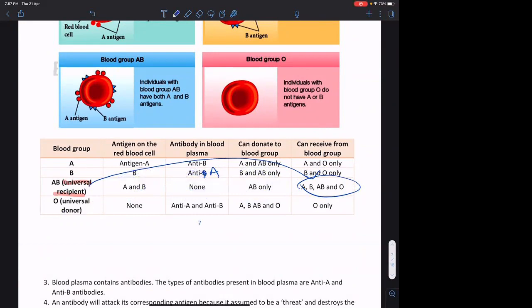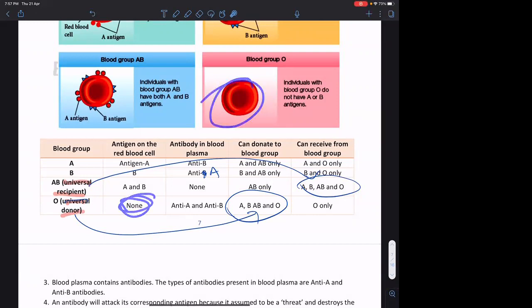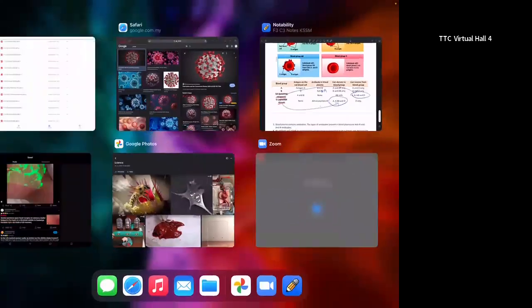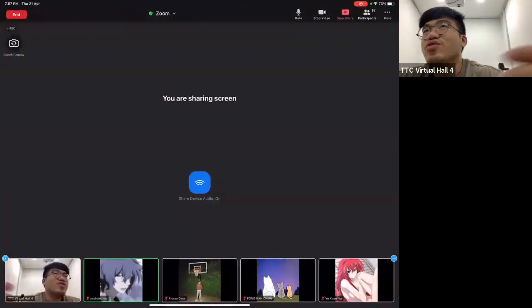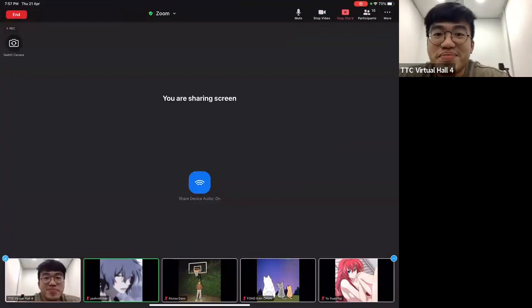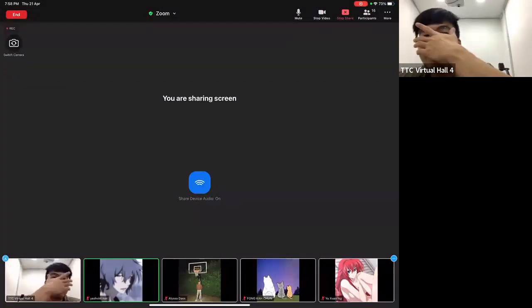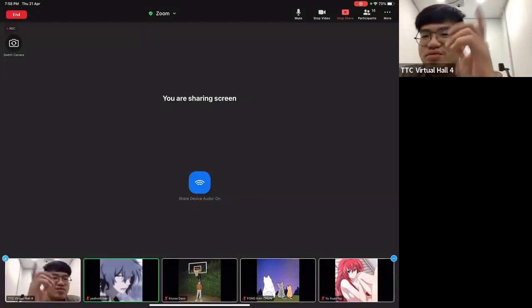Whereas O, they are called universal donor, because they can donate to everyone. So A, B, and O is the reverse. You see for O, they have no antigen, they cannot recognize anything, but they have anti-B and anti-A. They can only receive from O. So you see, O is the pitiful fella, because O can donate to everyone, but they can only receive from O. Whereas AB, they are selfish, they can receive from anyone, but they can only donate to AB.